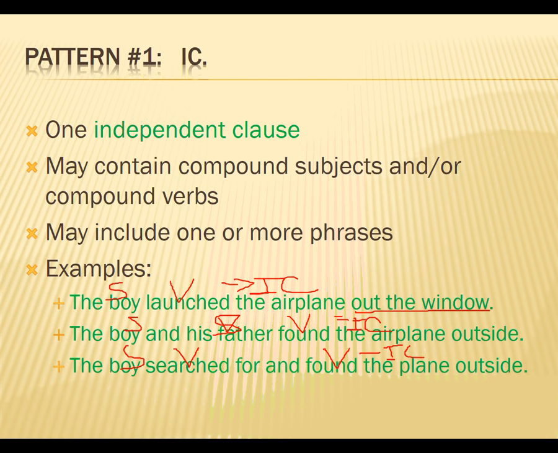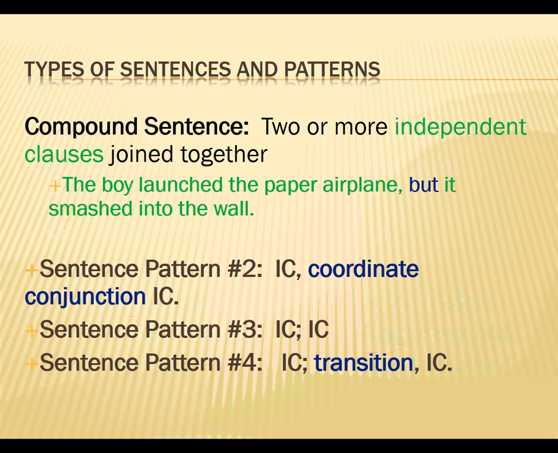Now we will look at compound sentences. Compound sentences are named as such because they contain two or more independent clauses. One example of a compound sentence is, the boy launched the paper airplane, but it smashed into the wall. Notice this compound sentence is composed of two independent clauses connected by the word, but.